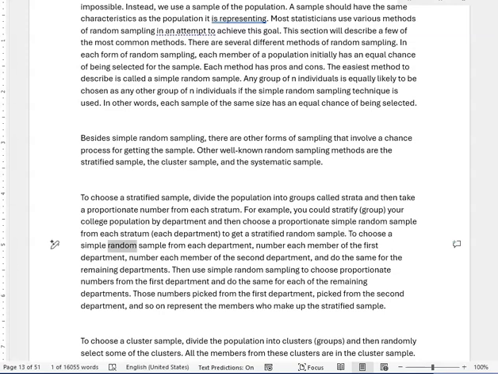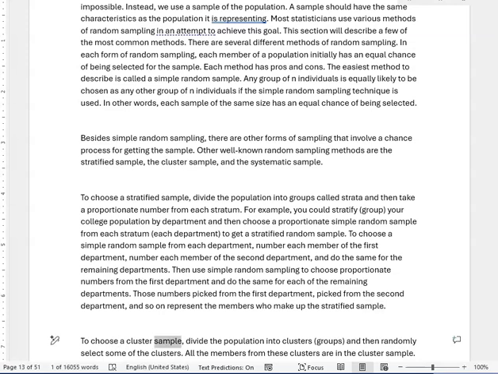To choose a simple random sample from each department, number each member of the first department, number each member of the second department, and do the same for the remaining departments. Then use simple random sampling to choose proportionate numbers from the first department and do the same for each of the remaining departments. Those numbers picked from the first department, picked from the second department, and so on represent the members who make up the stratified sample.